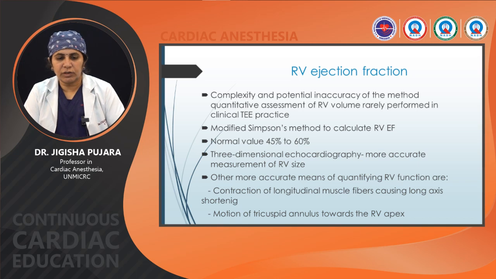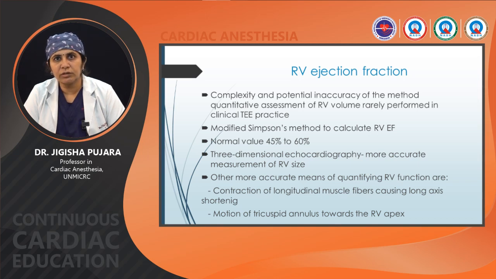RV ejection fraction: because of the complexity and potential inaccuracy of the method, quantitative assessment of the RV volume is rarely performed in clinical practice. The modified Simpson method can be used for calculation of the right ventricular ejection fraction. Normal value is 45 to 60%. Three-dimensional echocardiography will also help for more accurate measurement of the RV size.